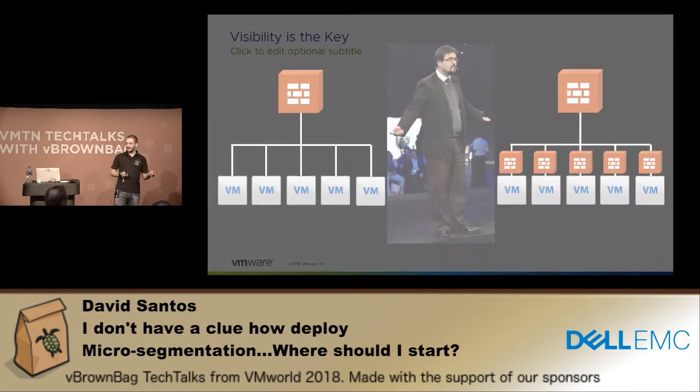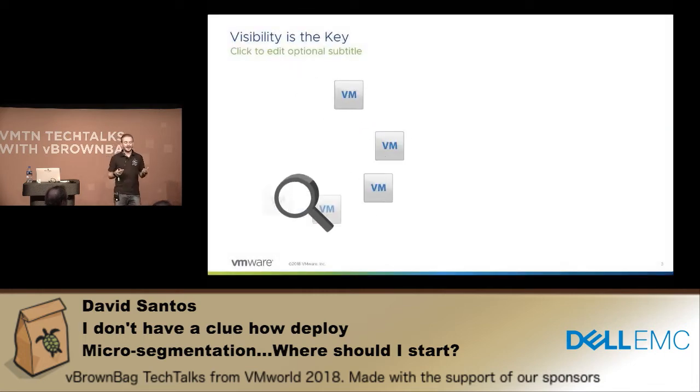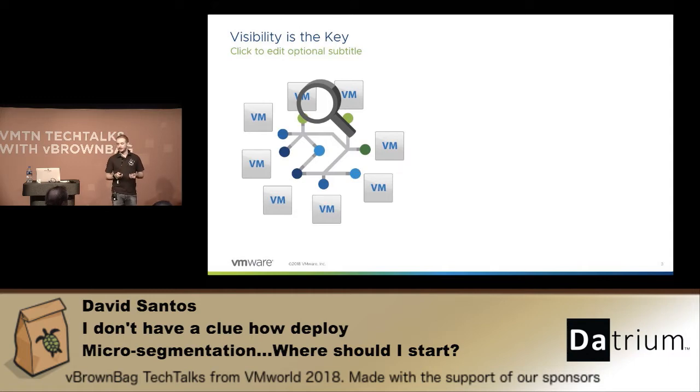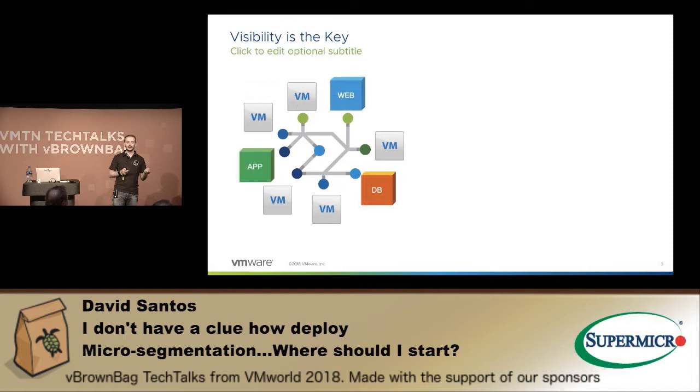So the best way to start is to check or to find what's running in your infrastructure. So visibility is the key. You need to discover what applications you have, what infrastructures you have, what virtual machines you have in your environment. A crucial tool to begin this journey is called vRNI.